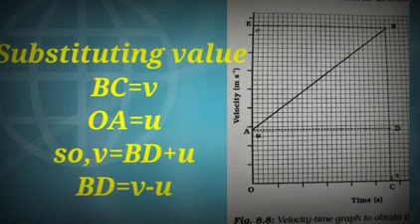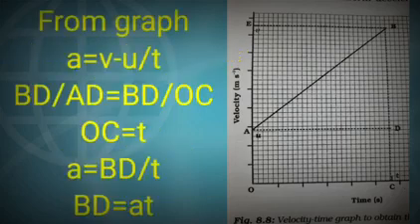Now look at the graph. OA is equal to DC. So BC, that is final velocity V, is equal to BD plus U. So from this equation we can write BD is equal to V minus U. V minus U is here, that is change in velocity. Hope you understood that one.